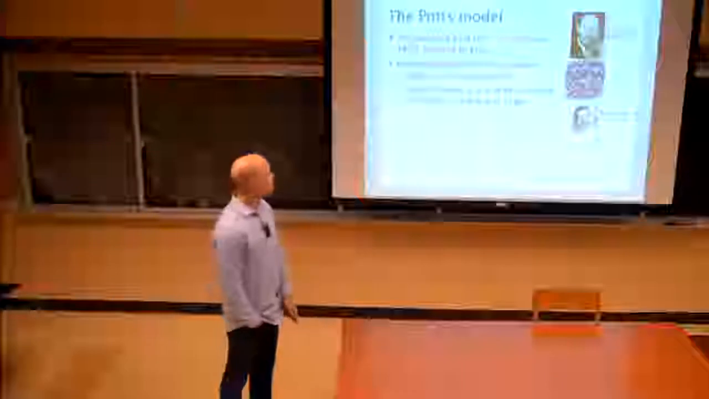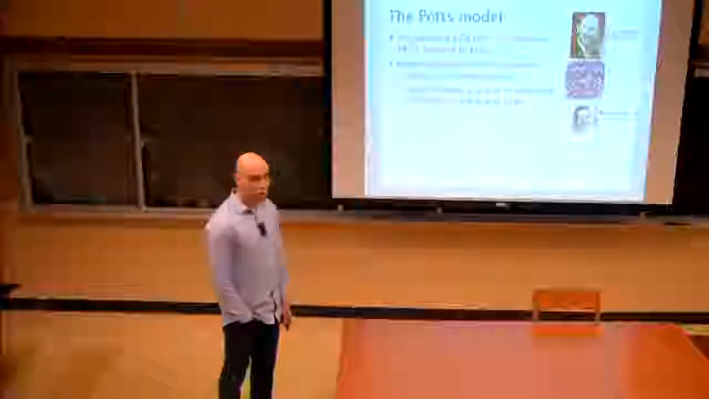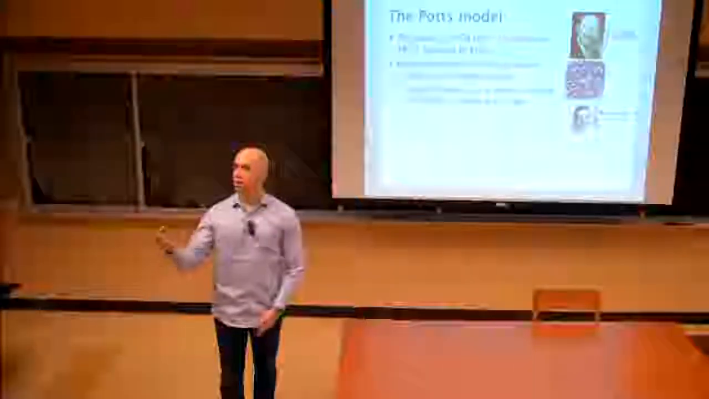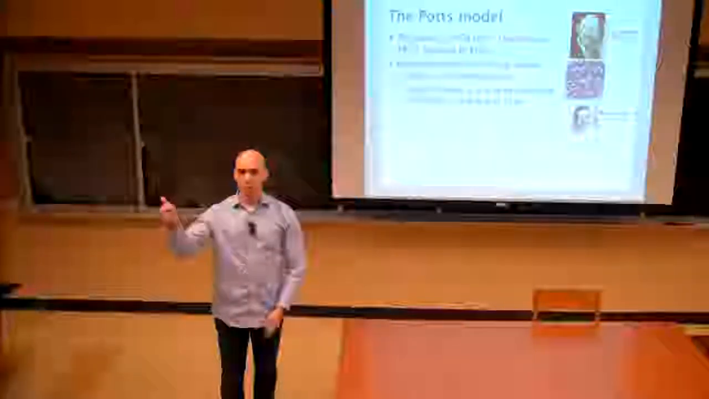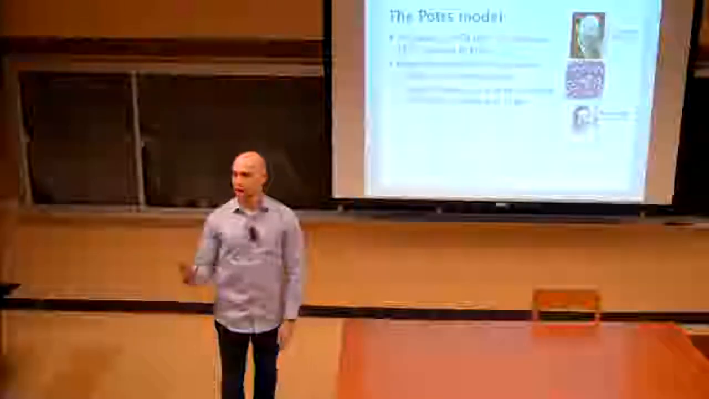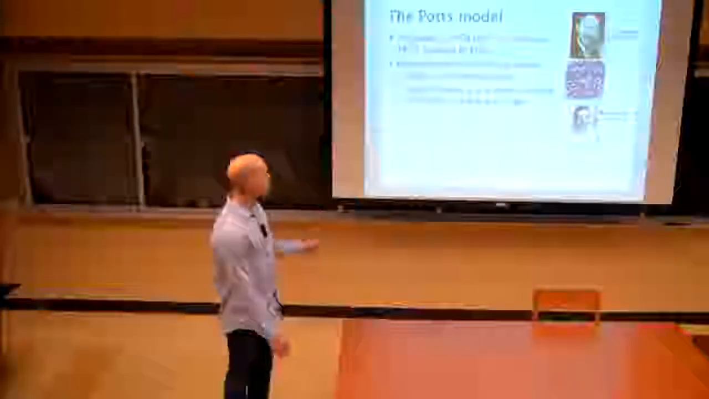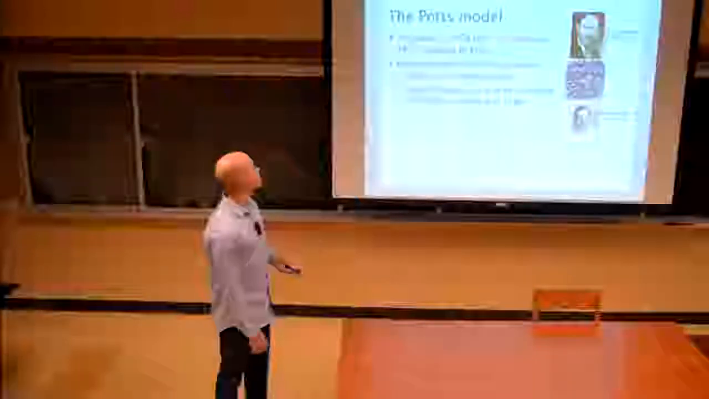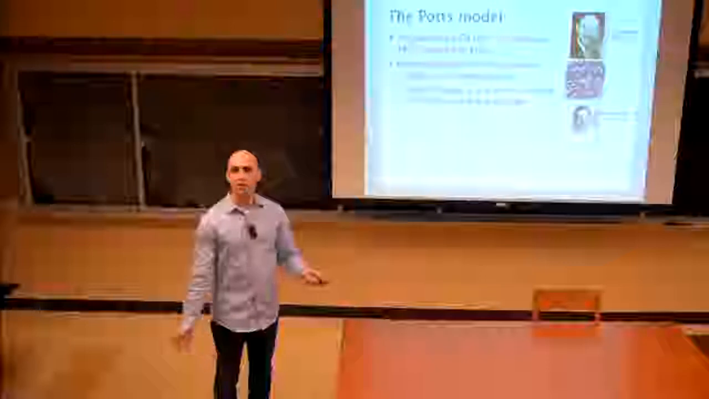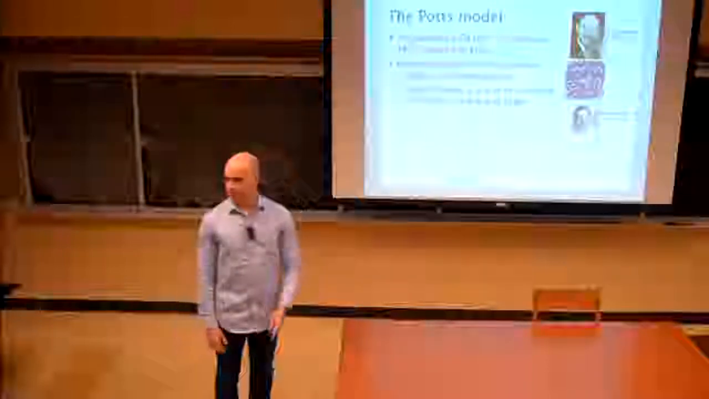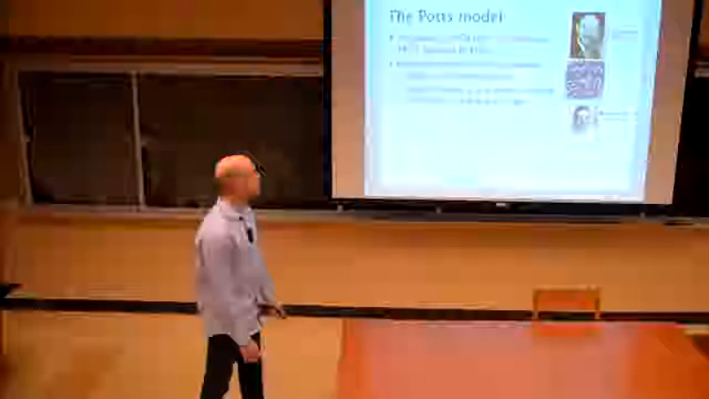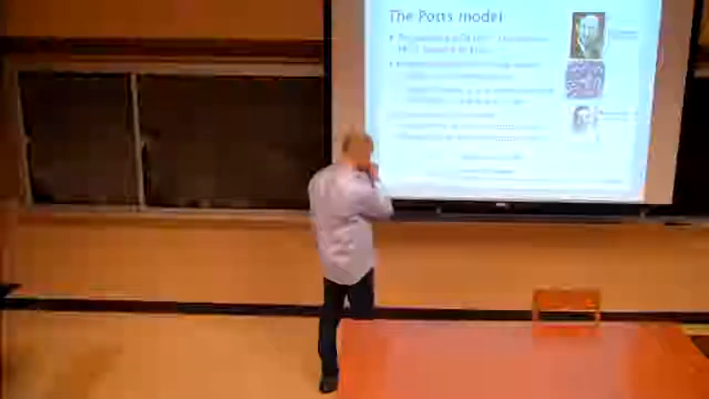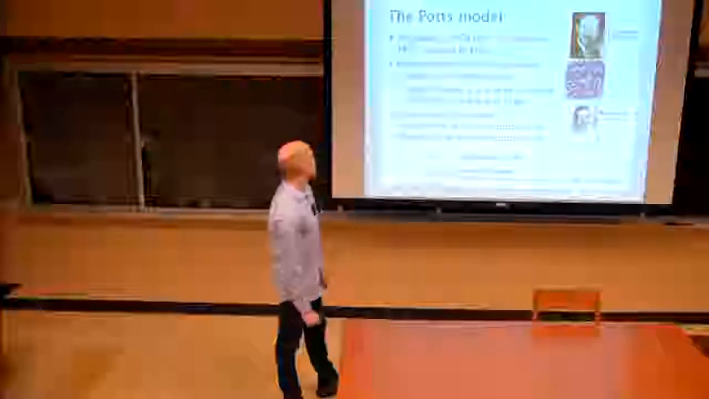And the case Q equals 2 is the Ising model. The Ising model was a model where each atom could spin up or down, so it had two possible states. The Potts model, as you'll see in just a few seconds, generalizes it to having not two states, but Q states. And each one is now a color.